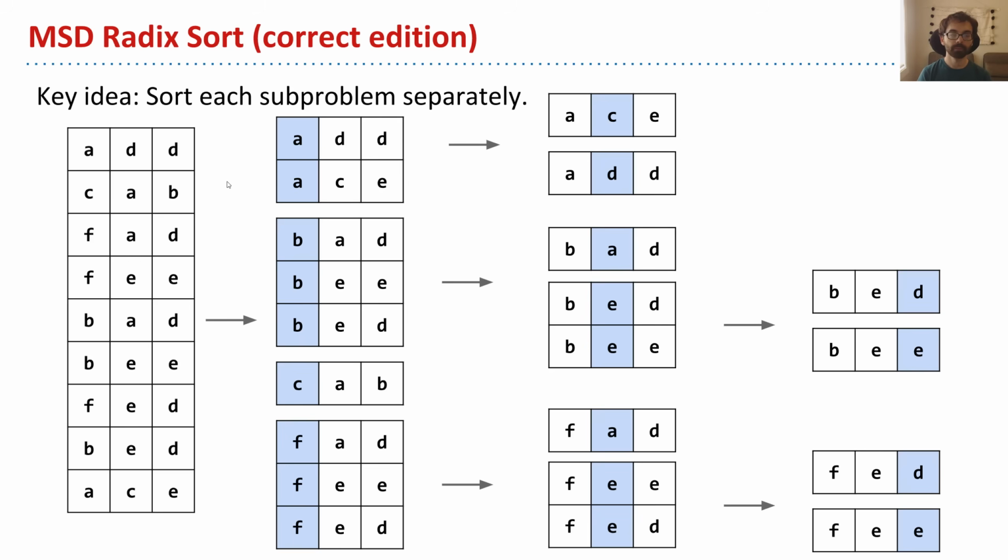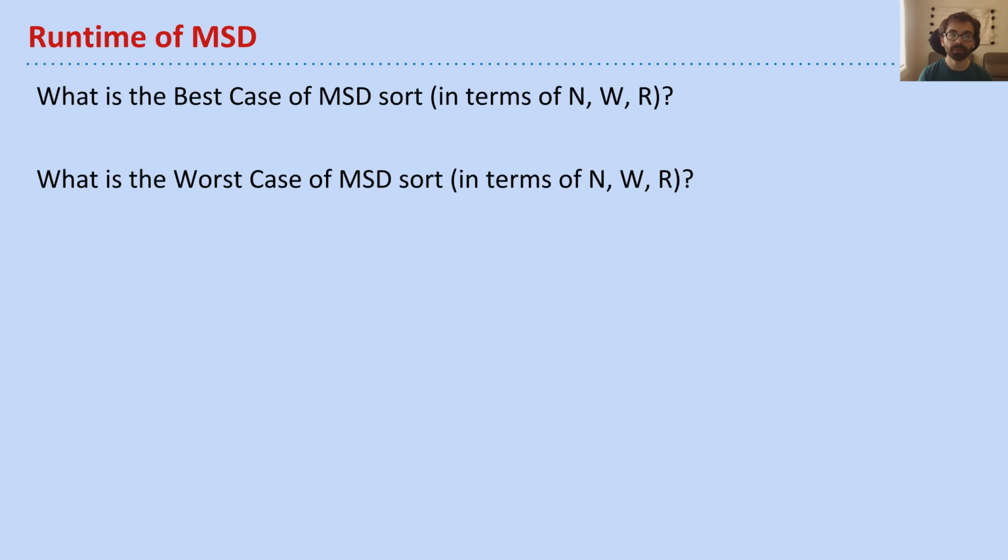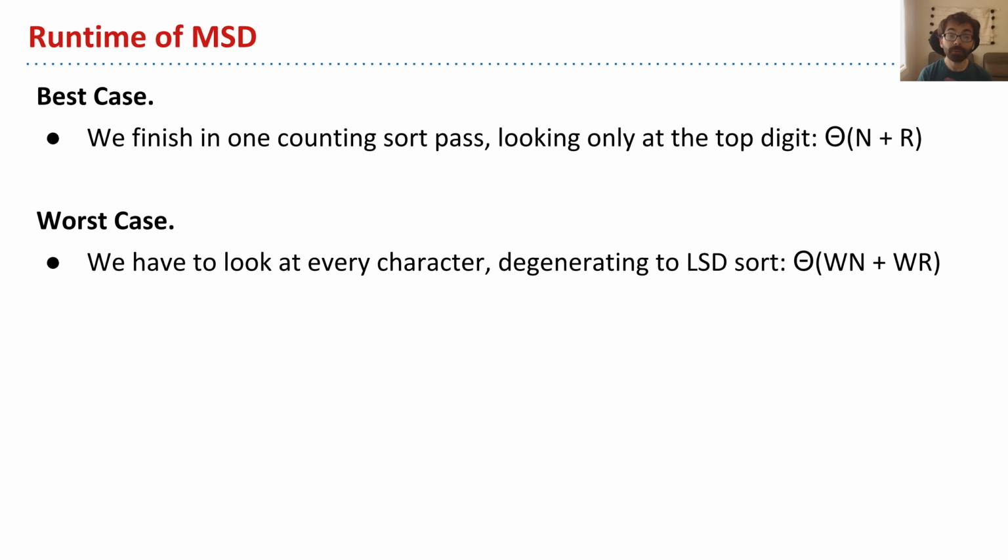Okay. So question for you. What is the best case for MSD sort, and what is the worst case? And I'd like you to give your answer in terms of N, W, and R, where N is the number of items, R is the alphabet size, and W is the width of the widest key.